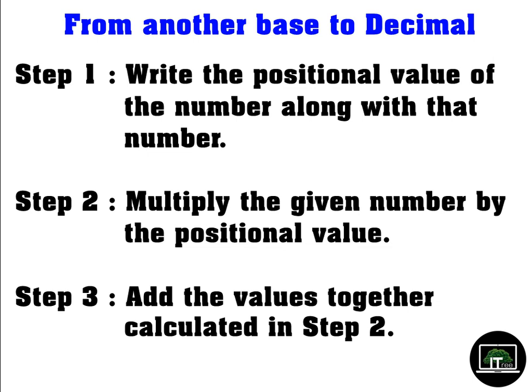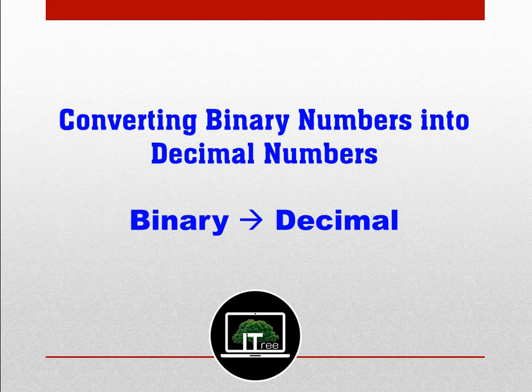Then you multiply the given number by the positional value. Then you add these numbers together. You add all the values you got together. Then you can get the conversion from any base to decimal. We'll take a few examples, then we can better understand how to do these calculations. So first we will discuss how to convert a binary number into decimal.